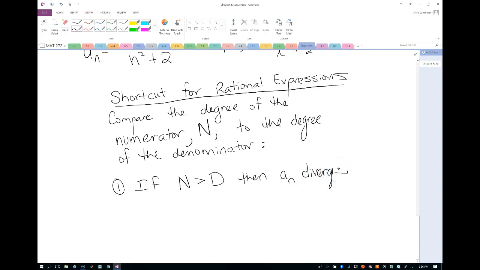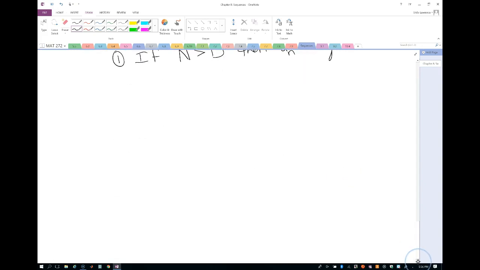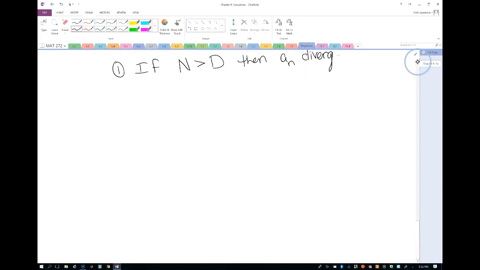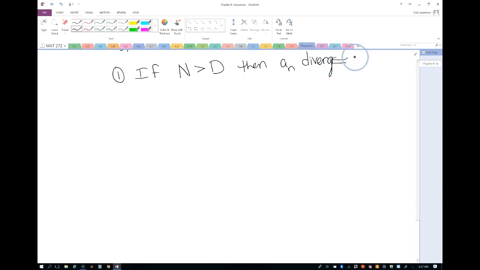When we compare those degrees, that larger degree in our numerator is going to get bigger much quicker than the numbers in the denominator. So the values in our sequence are just going to get larger and larger and larger forever. If the degree in the denominator is bigger, then a sub n converges to 0.